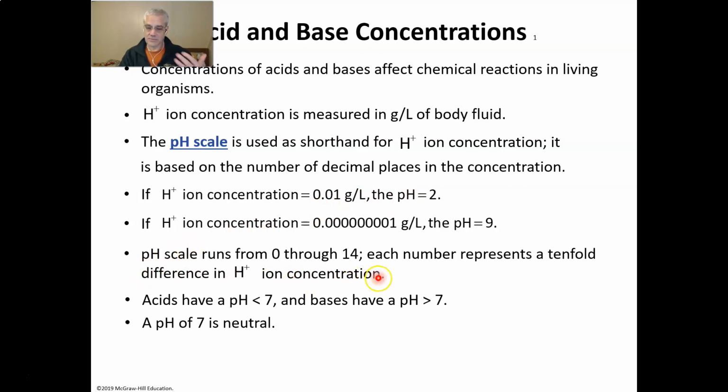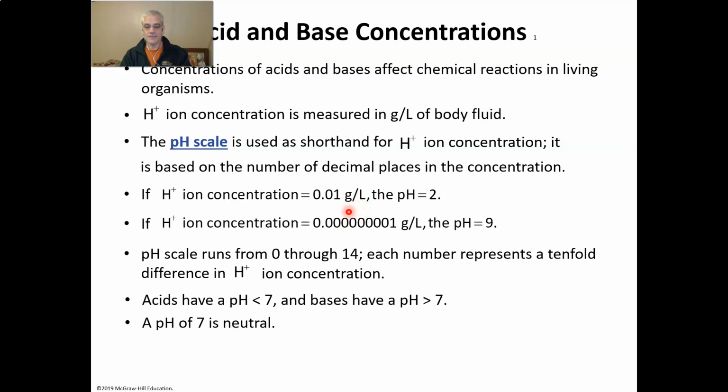So the pH scale runs from 0 to 14. Each number represents a 10-fold difference, 10 times. So this solution here that has a pH of 2, that means it has 0.01 grams per liter of H plus ion concentration in that solution, right?